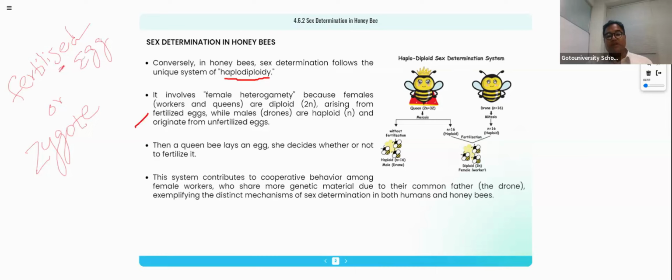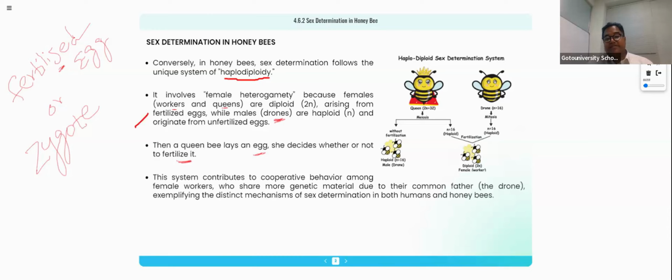If you look at this concept properly, the drones alone are sterile. The drone male can't reproduce. The female workers and the queens are diploid. The queen lays an egg and decides whether or not to fertilize it.